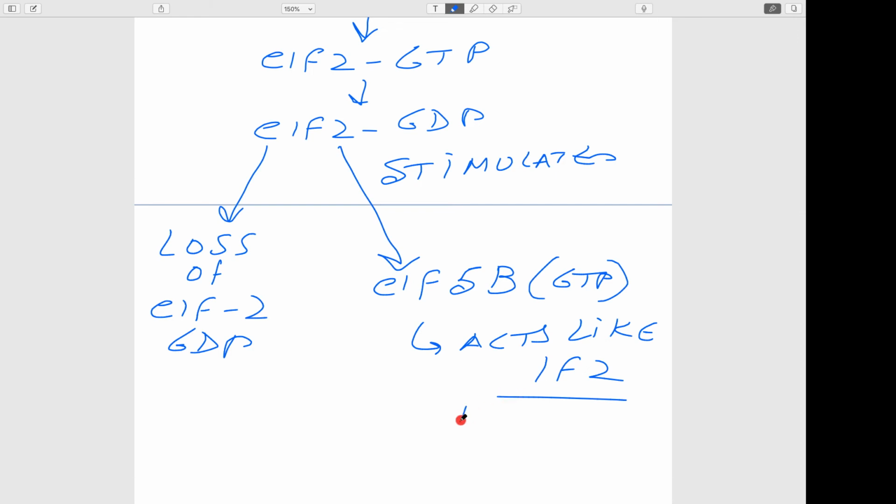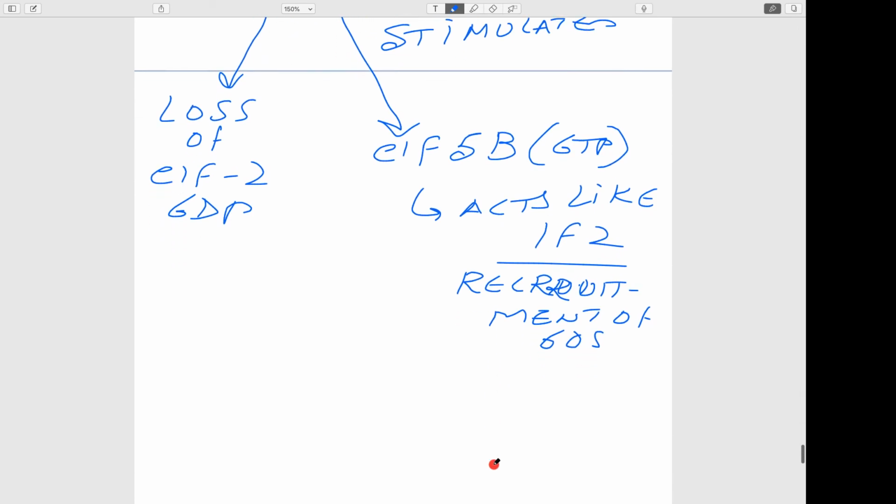It causes the recruitment of the 60S. In the prokaryotes, it is the 50S; here it is 60S. Recruitment of 60S is done by the EIF5B. It acts like prokaryotic IF2.